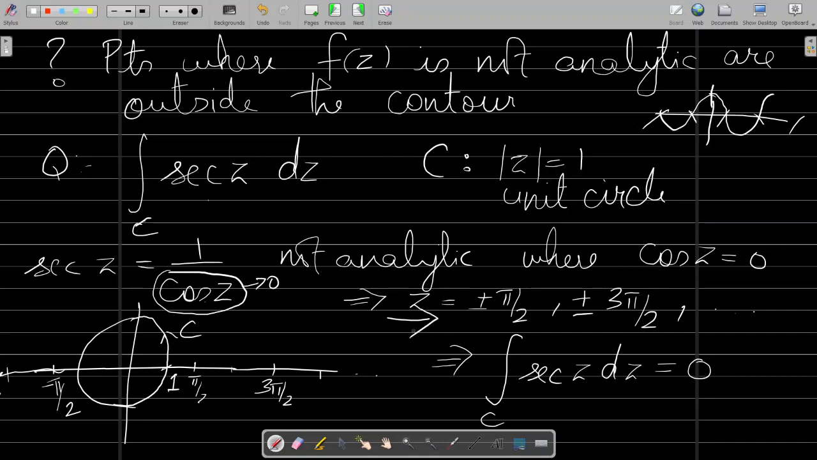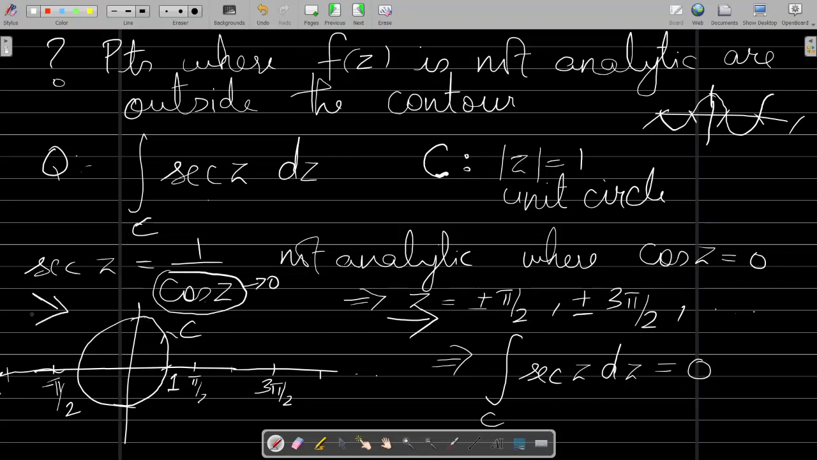So to sum it up, cos z is equal to 0 whenever z is plus or minus pi by 2, plus or minus 3 pi by 2, etc. So sec z is not analytic whenever z is plus or minus pi by 2, plus or minus 3 pi by 2, etc. But the region where we are trying to integrate is the unit circle, mod z equal to 1.